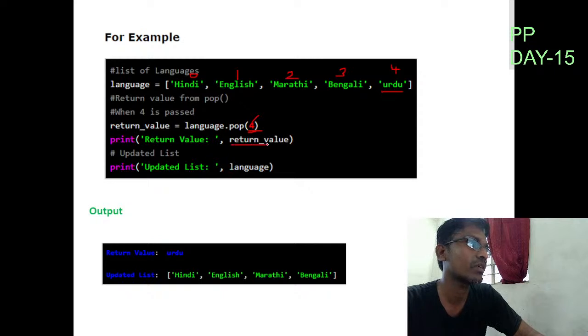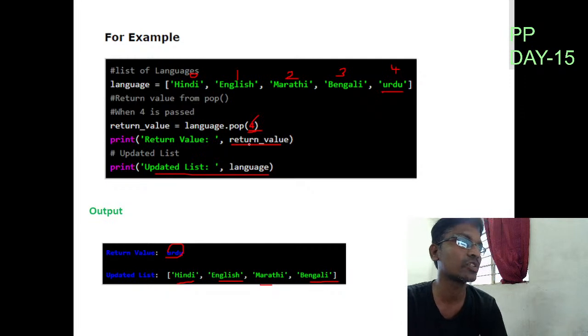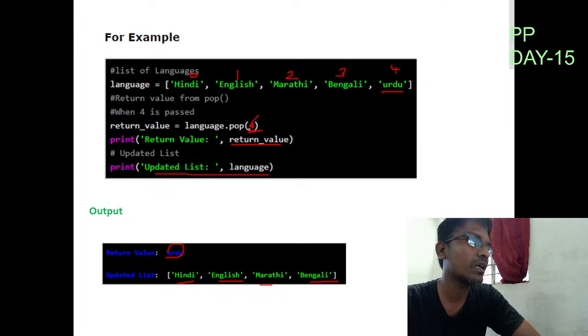So now I want to print the same deleted value. Then I got the output as Urdu. So Urdu will be deleted from the given list. And after that I'm going to print the updated list of elements in the list. Then I got the output: Hindi, English, Marathi, Bengali, and Urdu has been deleted. So here I'm using an index position. Based on that index position, I want to pop the element from the given list.